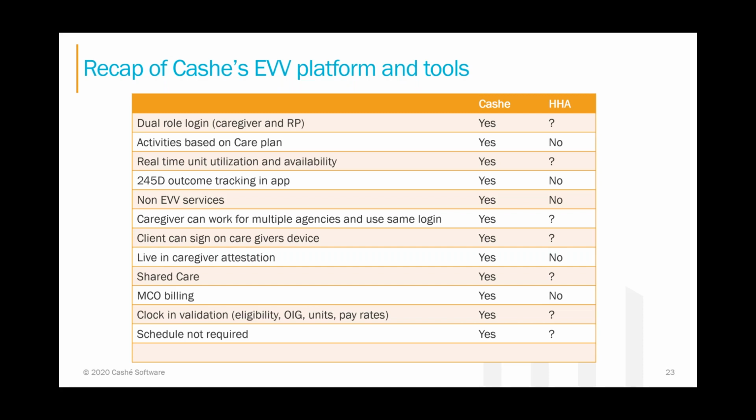245D outcomes can be tracked in the app. Non-EVV services will be available, so it doesn't matter what service you are using, those can also be available in the app. Caregivers can work for multiple agencies and use the same login. Client can sign on a caregiver's device using a PIN number.